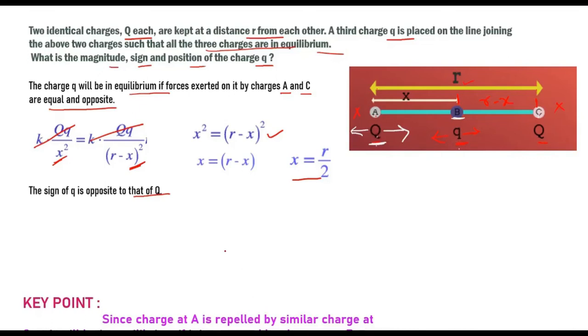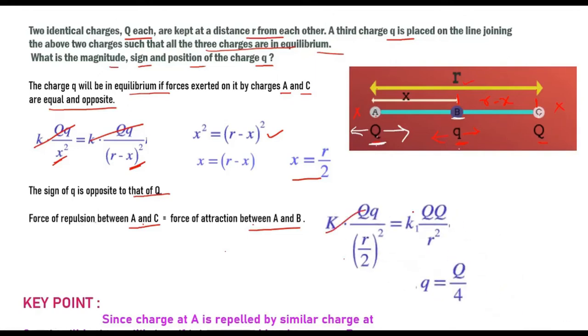So now our given condition will be that the force of repulsion between A and C must be equal to the force of attraction between A and B. The repulsive force between the capital Q charges and the force of attraction by small q must be the same. On putting in the magnitude form, this cancels out, and we are left with q equals Q by 4. So this is the magnitude part.